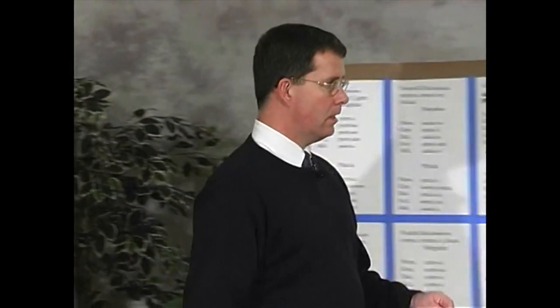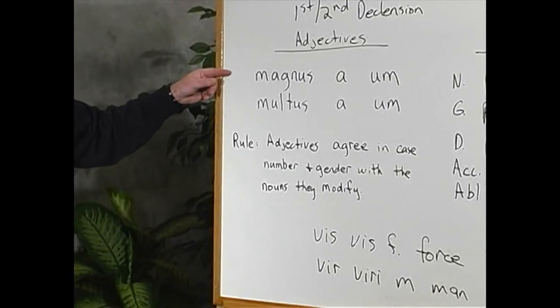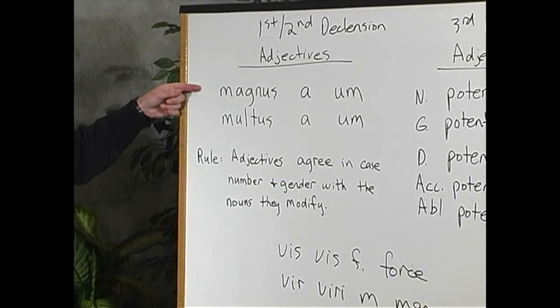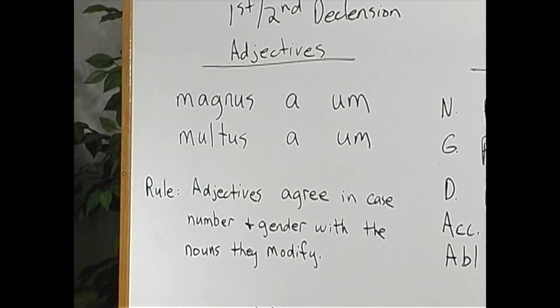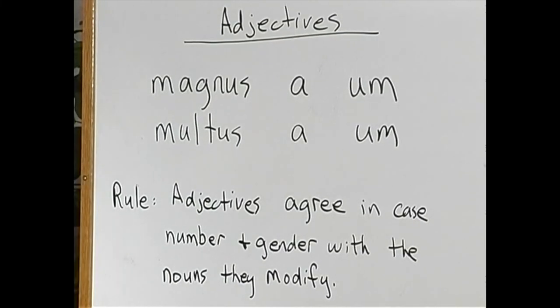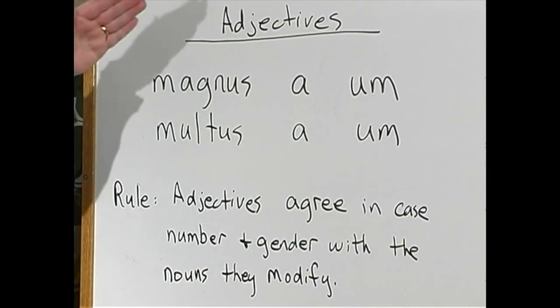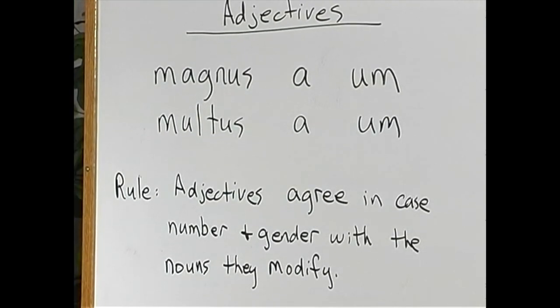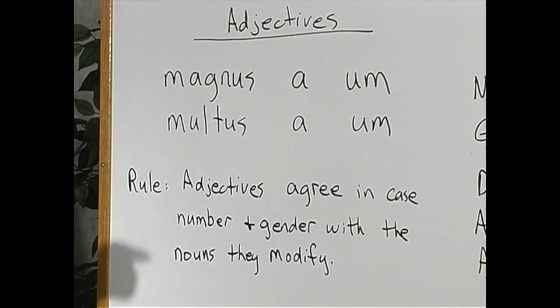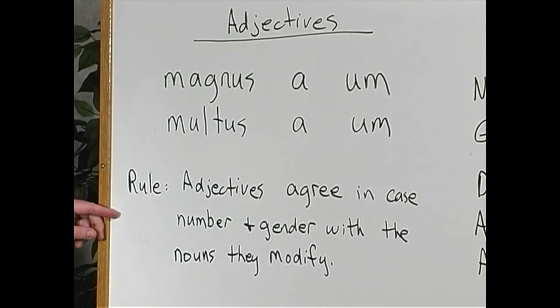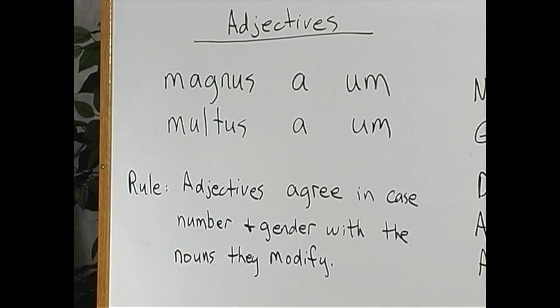The first and second declension adjectives, for example, magnus, a, um, or multus, a, um, this means great. Magnus, a, um, multus, a, um. These are formed with the endings of first and second declension nouns. And a steadfast rule in Latin is that adjectives agree in case, number, and gender with the nouns they modify. In other words, adjectives are declined, just like nouns are declined, and the adjective must agree with the noun that it modifies in case, number, and gender.